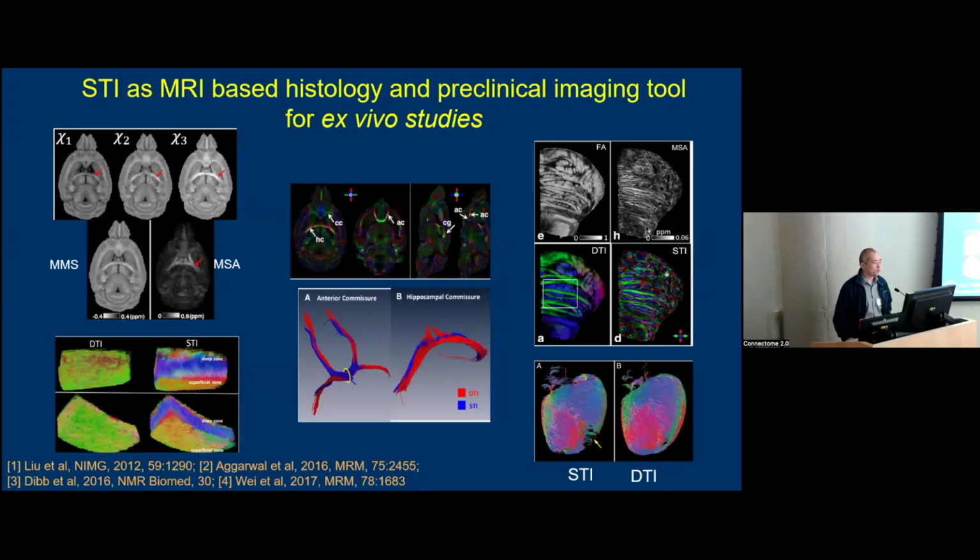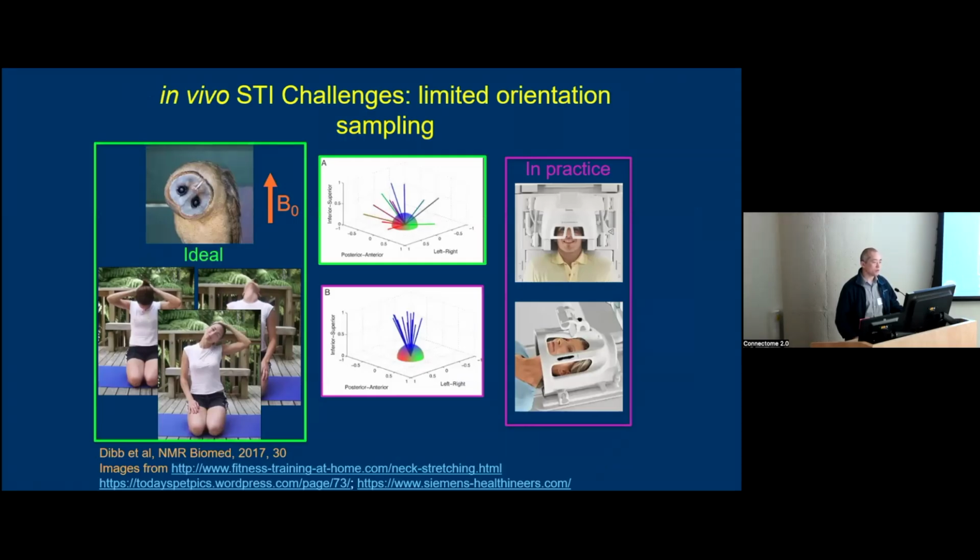So over the years, people have shown that susceptibility tensor imaging can be a useful tool to investigate tissue microstructures, especially ex vivo. And this can be applied not only in the white matter in the brain, but also in muscle fibers in the heart, and also collagen fibers in the knee joint. But doing STI in vivo is quite challenging, partly due to the limited orientation sampling, especially in the tight head coils in our MRI scanner.